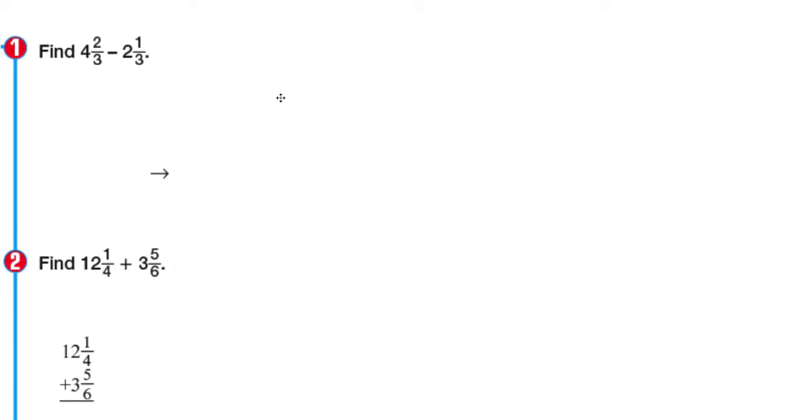Let's take a look at example number 1. Find 4 2/3 minus 2 1/3. Let's estimate first. Estimate 4 2/3 to become 5 and 2 1/3 to become 2. So our answer should be around 3. Let's do the first step and subtract the fractions. We have 4 2/3 minus 2 1/3, and since we have like fractions, we can simply subtract: 2 minus 1 will give us 1/3. So we've subtracted the fractions.